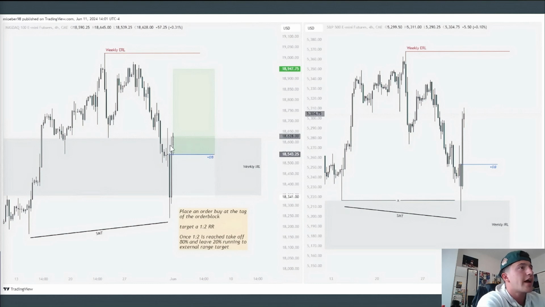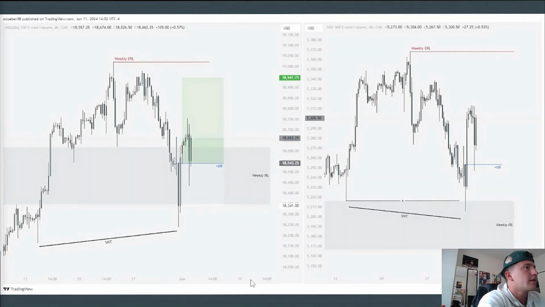But whenever we execute off of these order blocks in price, we don't target the full TP of the external range liquidity pool. We target a 1 to 2. And once a 1 to 2 is reached, you take off 80% of the position and you leave 20% running to the external range targets. After you take off the 80%, you adjust your stop loss to break even, and then the trade is completely risk-free from that point on.